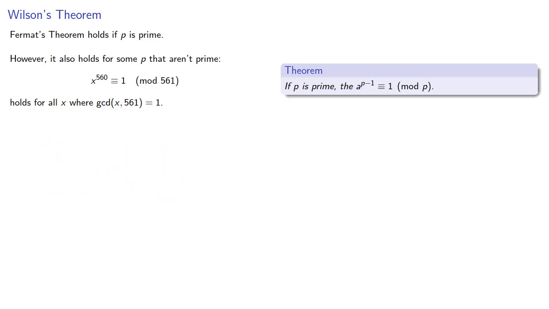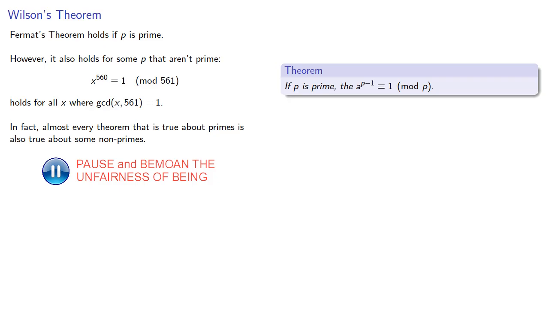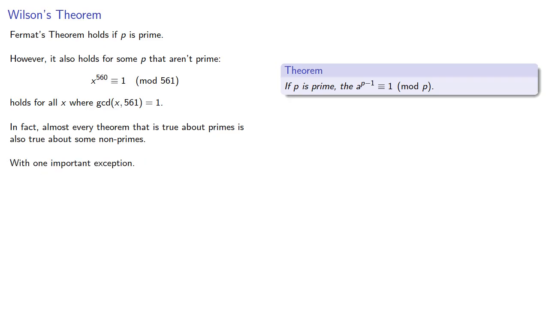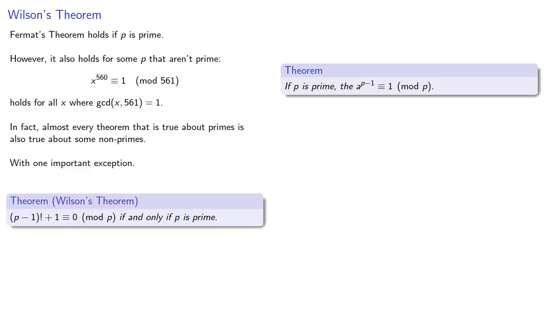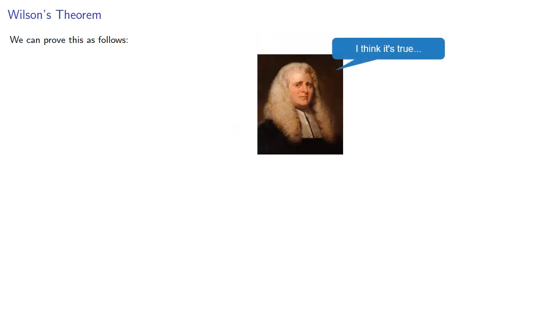In fact, almost every theorem that's true about primes is also going to be true about some non-primes, with one important exception. That exception goes by the name of Wilson's theorem. P minus 1 factorial plus 1 is congruent to 0 mod P if and only if P is prime. We can prove this as follows.